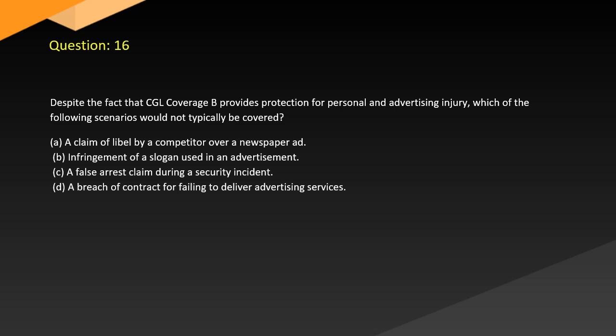Question 16. Despite the fact that CGL Coverage B provides protection for personal and advertising injury, which of the following scenarios would not typically be covered? A. A claim of libel by a competitor over a newspaper ad. B. Infringement of a slogan used in an advertisement. C. A false arrest claim during a security incident. D. A breach of contract for failing to deliver advertising services.